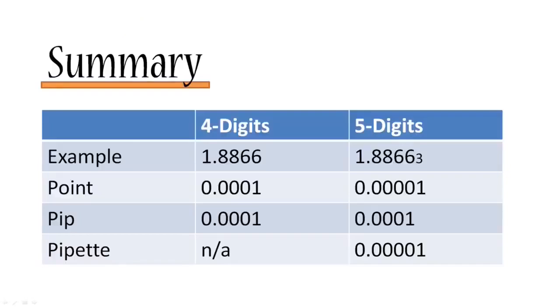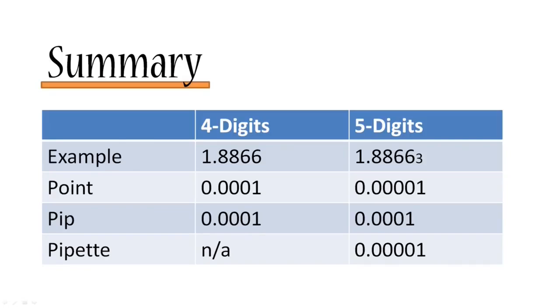Just to sum up, we've got the 4-digit system and the 5-digit system. An example is the British pound Australian dollar quotation that we looked at, 1.8866 in the 4 digits, 1.88663 in the 5 digits. 1 point in the 4-digit, 1 point is always the minimum change. In the 4 digits system, it's 0.0001. In the 5-digit system, it's 0.00001. A pip never changes. A pip is always fixed regardless of the quotation system, and it equals to 0.0001. And a pipette, there's no such a thing in the 4-digit system.